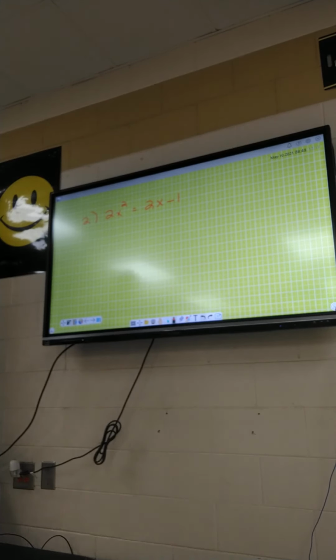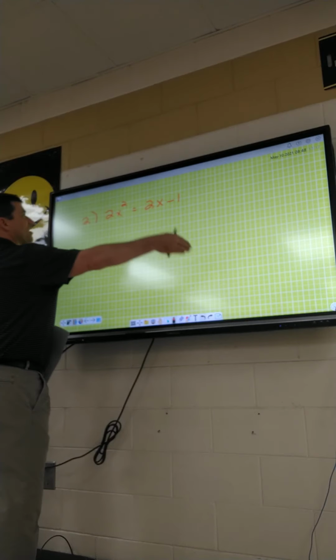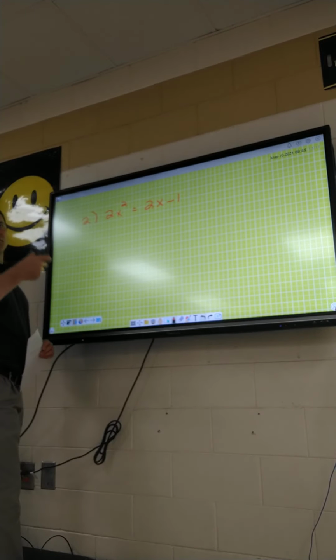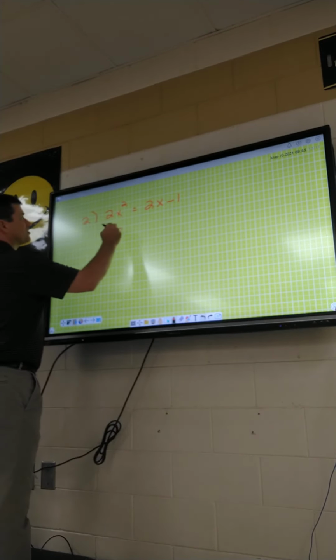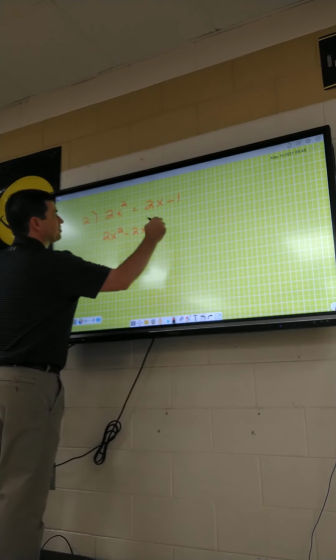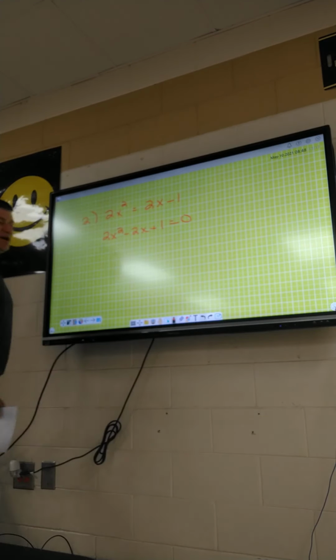All right, now guys, there's something wrong with that. What's wrong with that? We can't start setting this up in the quadratic formula yet. You got to move everything on the left side and get it in order first. So 2x squared minus 2x plus 1. Now, you guys plug that in the quadratic formula.